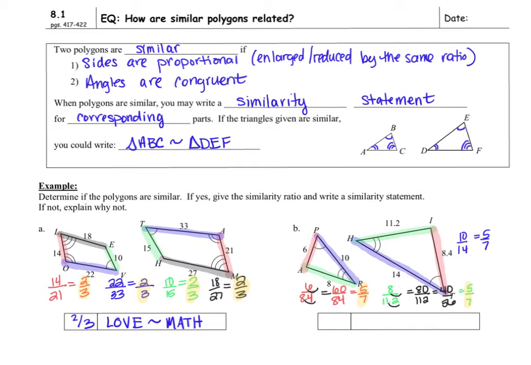So these triangles are similar because they are enlarged by the same amount. So my scale factor is going to be 5/7. And that means that triangle PAR is similar to triangle TIH.